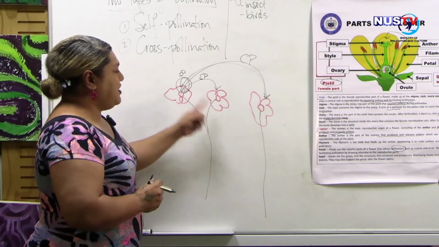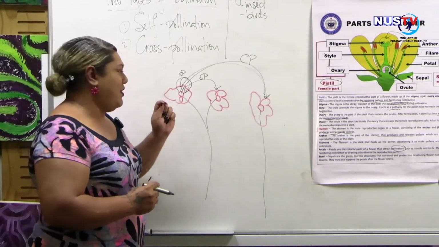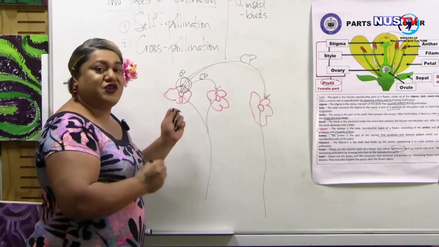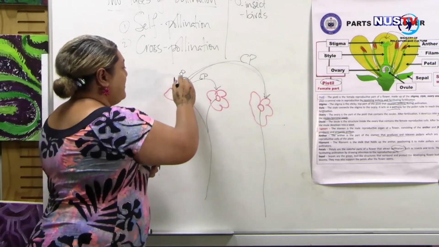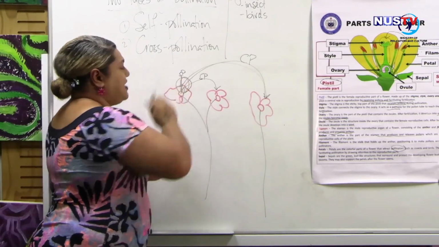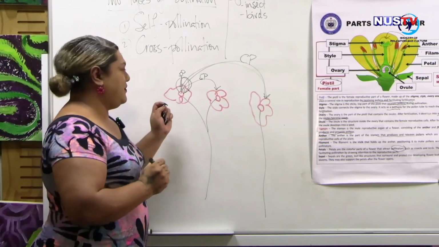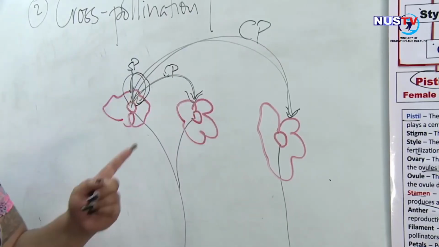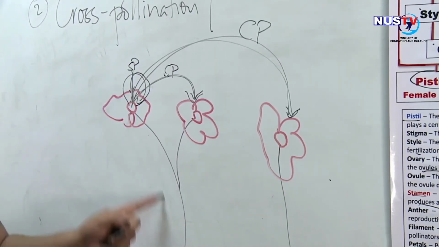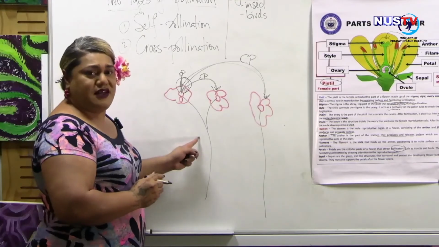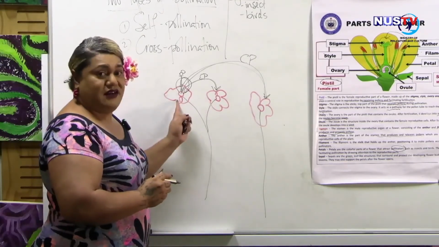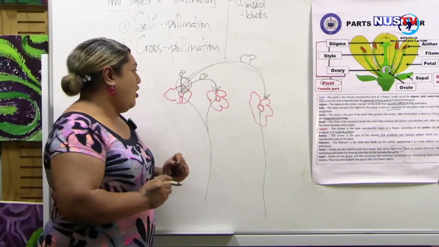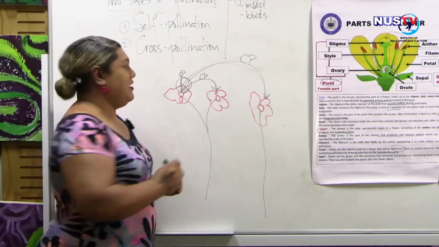So as you can see here, just as a recap, always remember, if the pollen of the same flower is transferred to the stigma, that is an example of self-pollination. If the pollen is transferred to a different flower of the same plant, it is also an example of self-pollination.